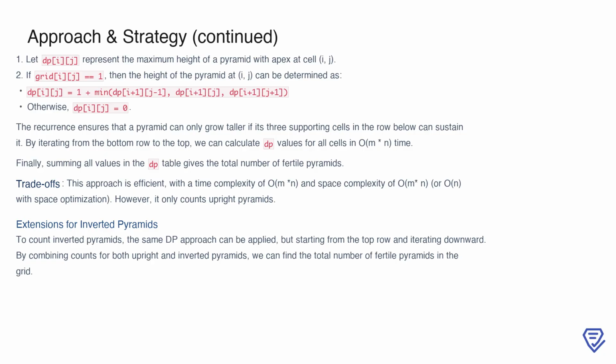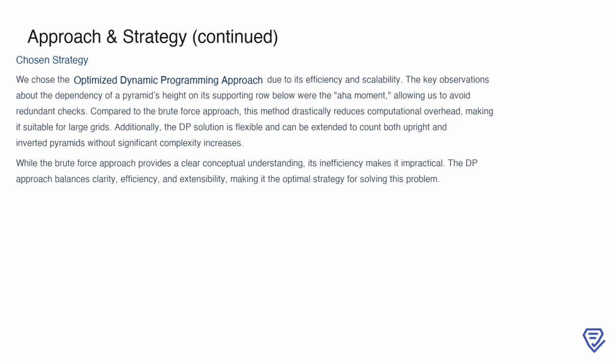By combining counts for both upright and inverted pyramids, we can calculate the total number of fertile pyramids in the grid. The optimized dynamic programming approach emerged as the best strategy for this problem due to its balance of efficiency, scalability, and clarity. The key realization that the height of a pyramid depends only on the supporting row below was pivotal, as it allowed us to eliminate redundant checks and drastically reduce computational overhead.